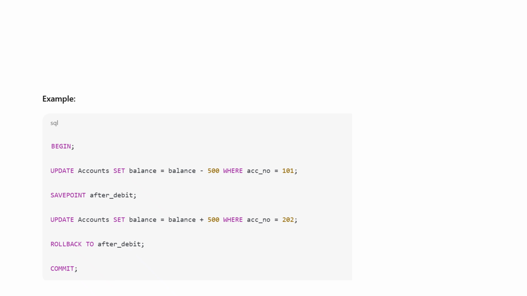Example. In this example, money is transferred between accounts. First, 500 is deducted from account number 101. Then a savepoint is created as after debit. Next, 500 is added to account number 202. If there is any mistake after the savepoint, we can use rollback to after debit. This will undo the changes made after the savepoint. Finally, when everything is correct, we use commit to save the transaction permanently.